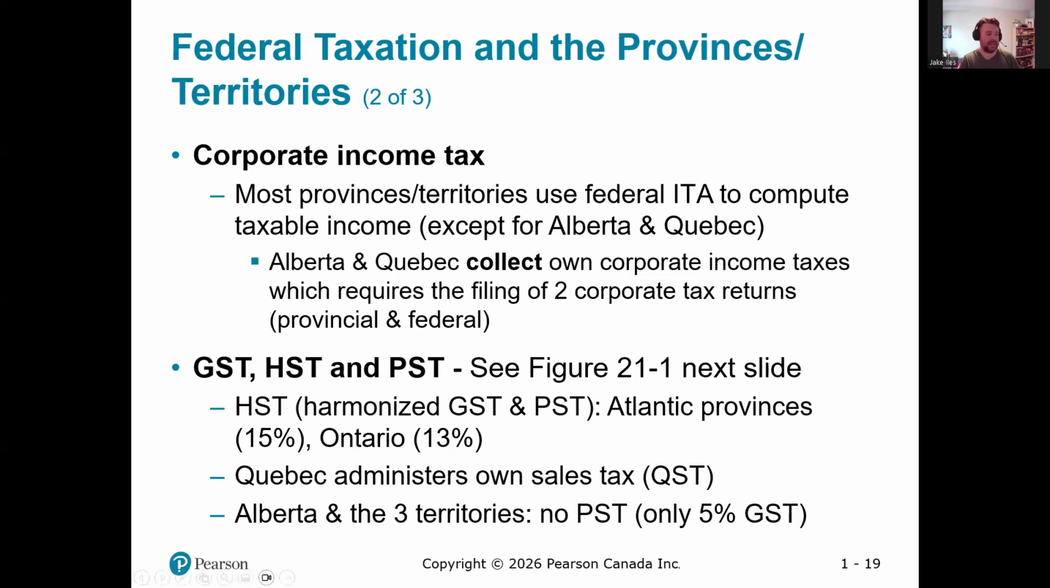Whereas for provinces that have the GST and PST separate, they need to file separate PST returns for those collections. Quebec administers its own sales tax called the Quebec sales tax, QST. And Alberta and three territories don't have any provincial sales tax, so they only apply that federal 5% amount. Those amounts combine to be the full tax.